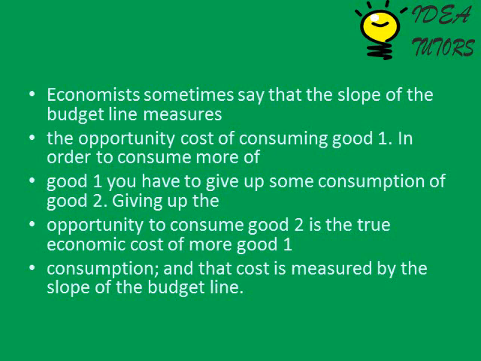Here there are only two goods, so if you are increasing the consumption of good 1, the next best alternative was the consumption of good 2. So the opportunity cost of consuming more of good 1 is giving up good 2. This opportunity cost is measured by the slope of the budget line.